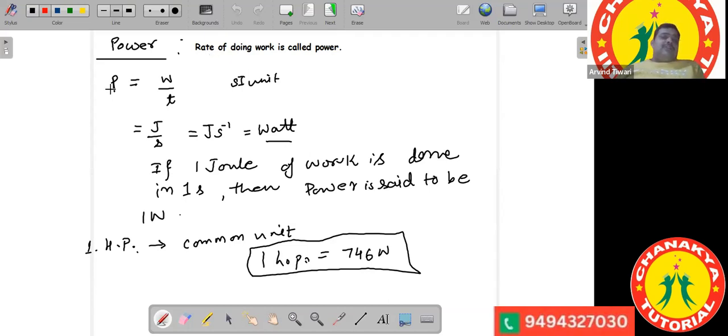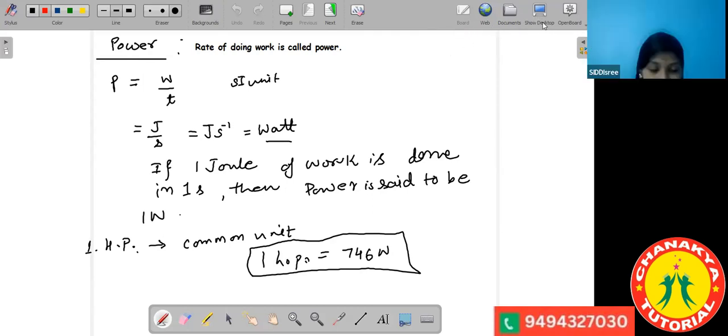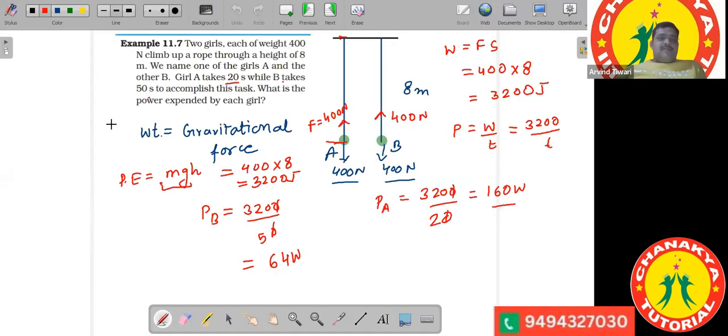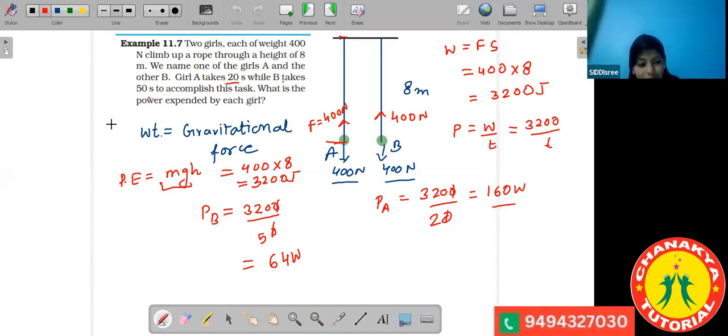Siddhisri, what is the formula of power? Siddhisri, formula of power. Am I audible? Yes, sir. What is the formula of power? Sir, actually, I forgot, sir. You forgot.